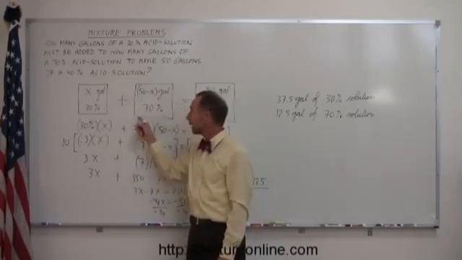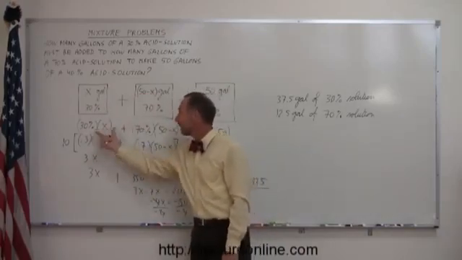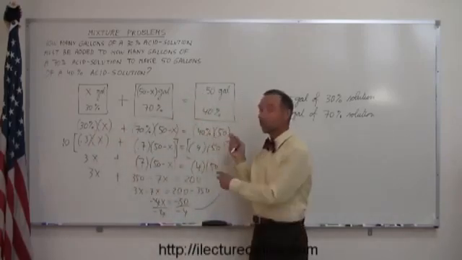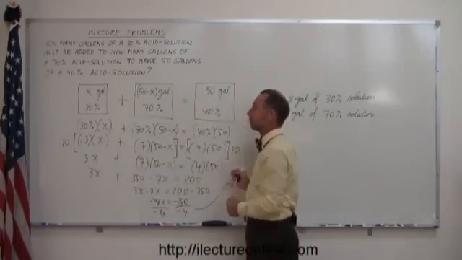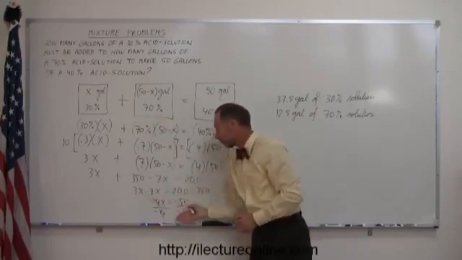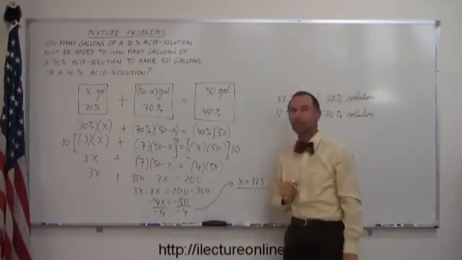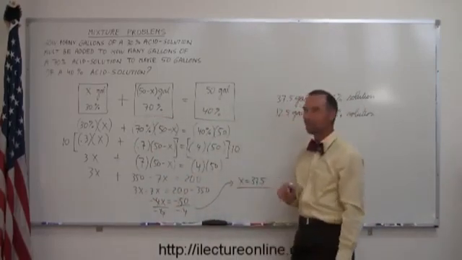When you multiply them together, you get the amount of acid in each mixture. That should add up to the total amount of acid when you put the two mixtures together, and then you algebraically solve for x, and you put down your answer. And that's how you solve a mixture problem.